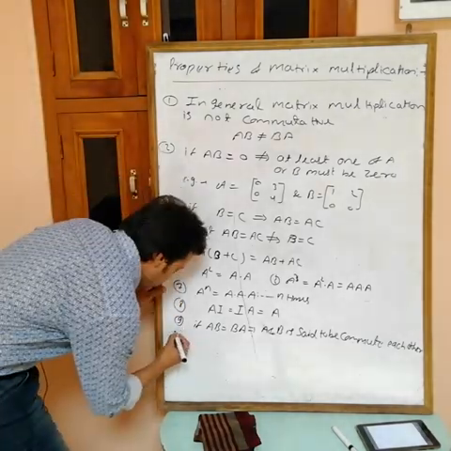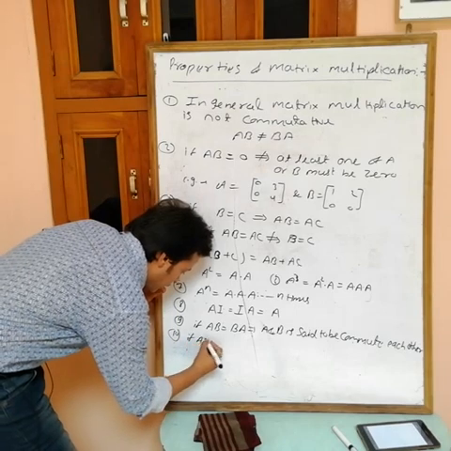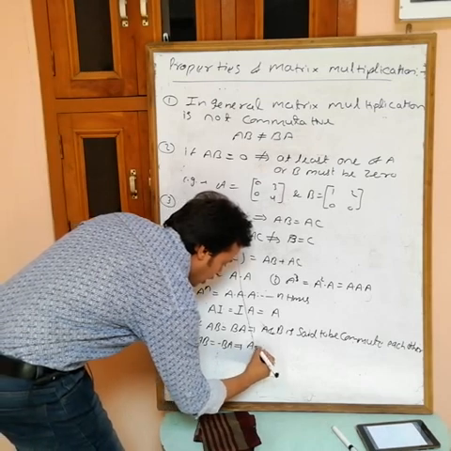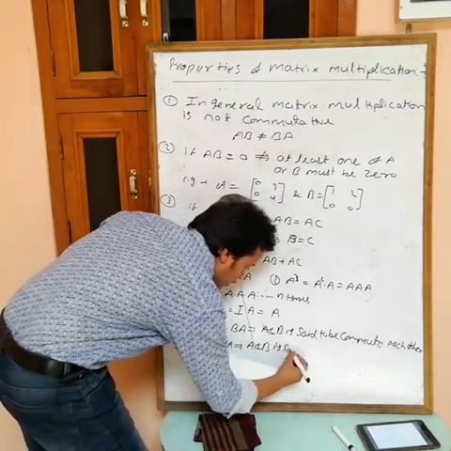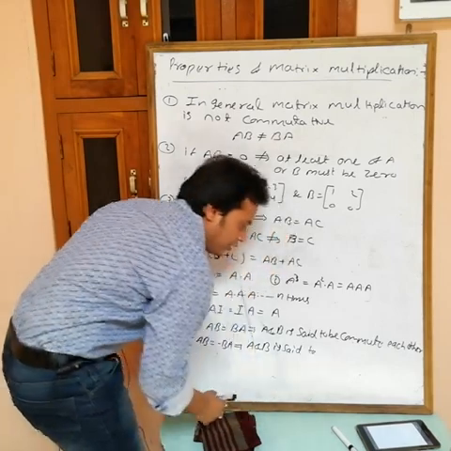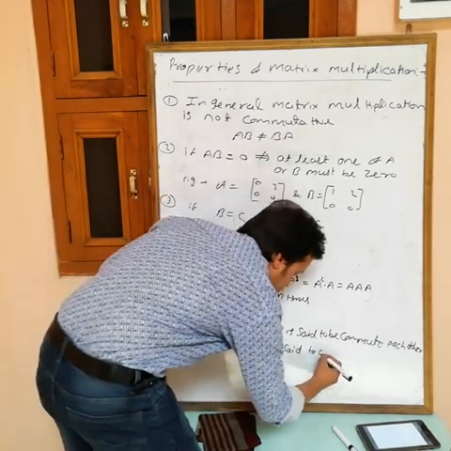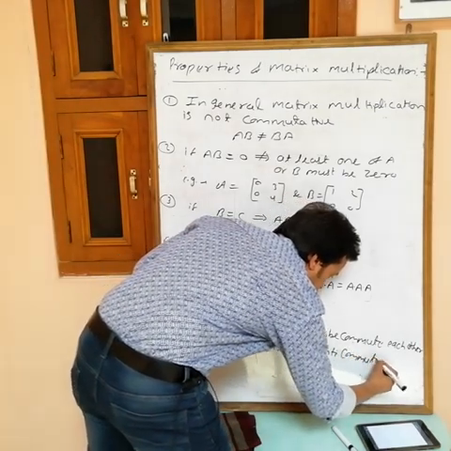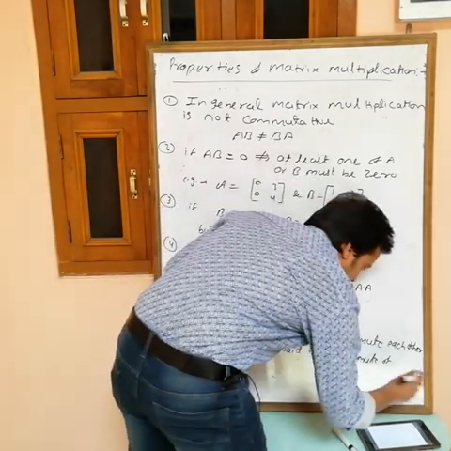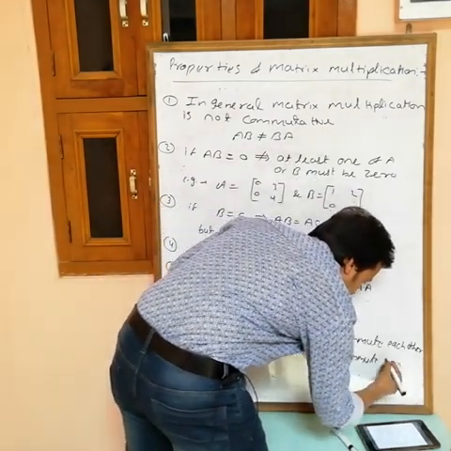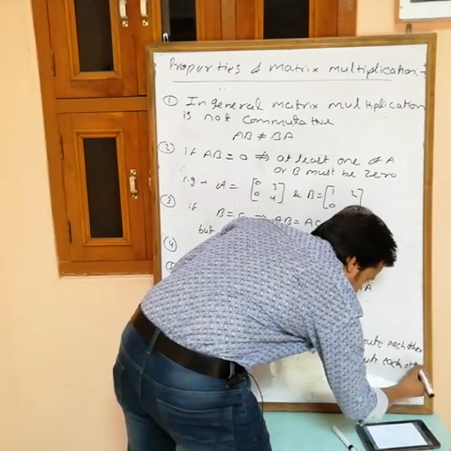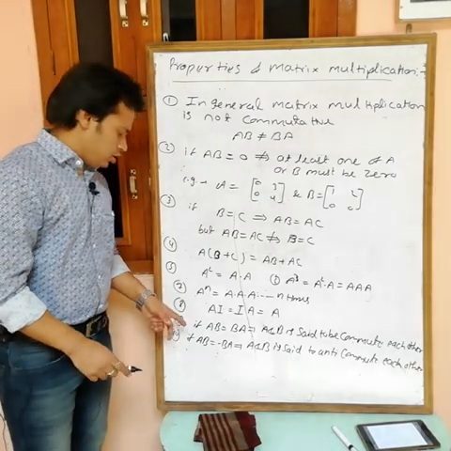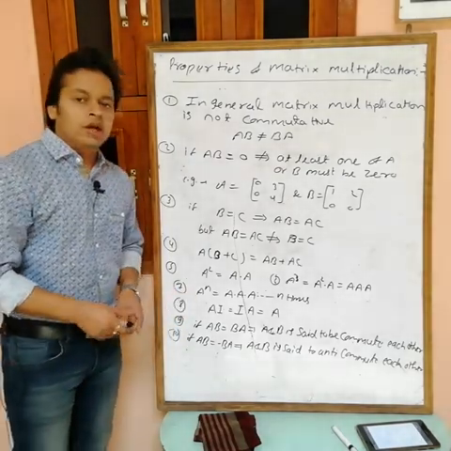And similarly, if AB is equal to minus BA, then A and B are said to anti-commute with each other. So if AB equals BA, then A and B commute, and if AB equals minus BA, then they anti-commute.